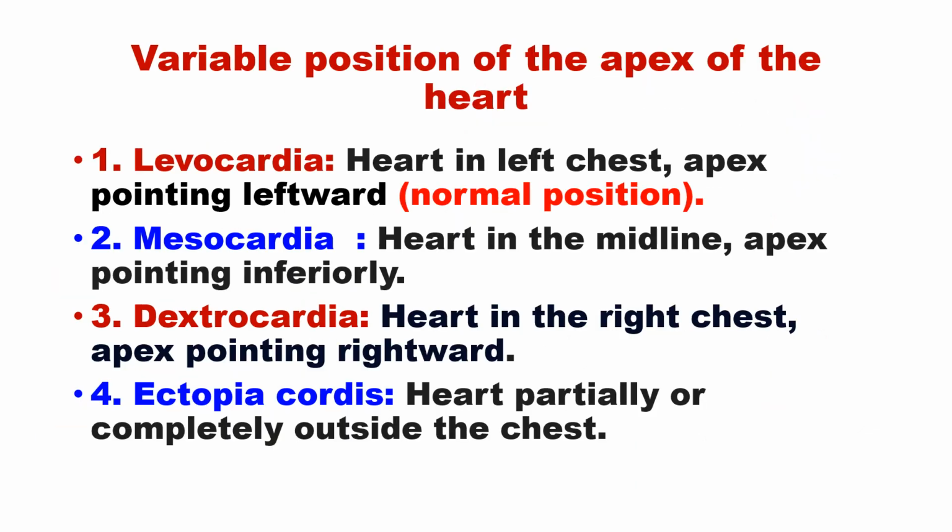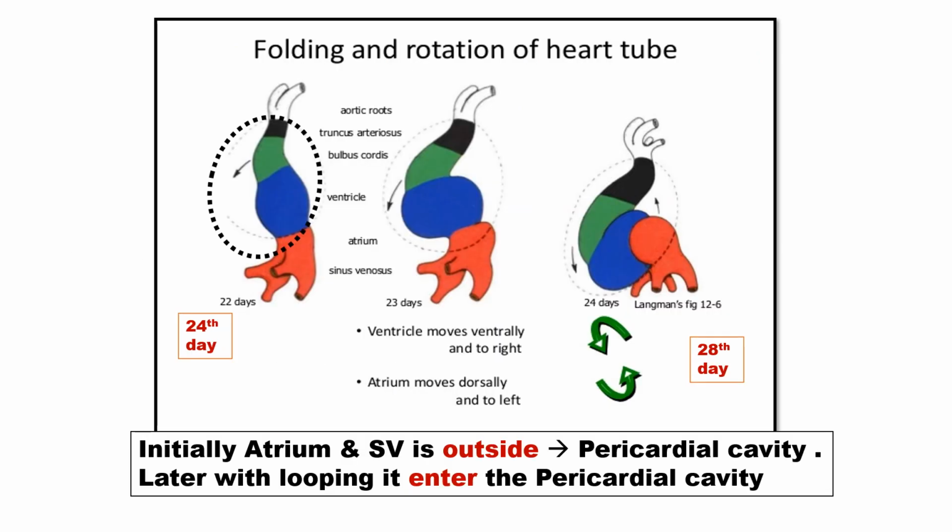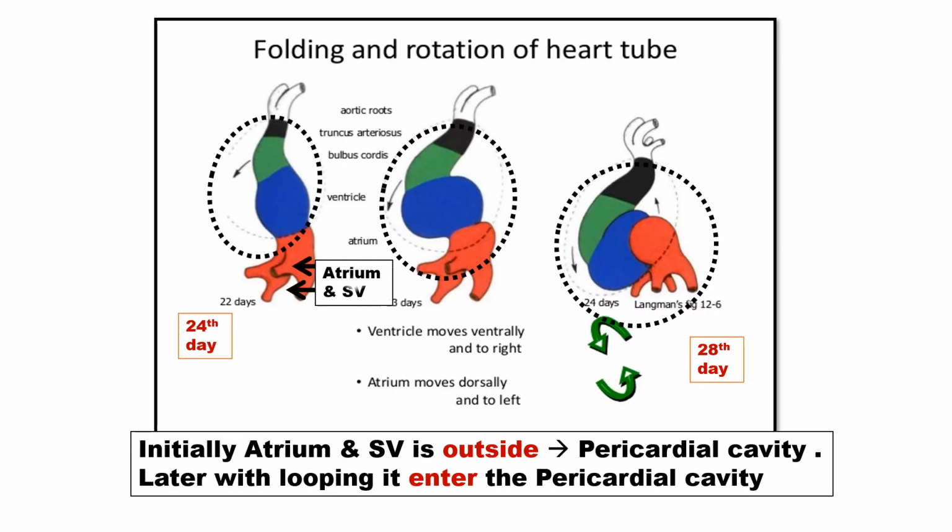Variable position of the apex of the heart. Levocardia: the heart is on the left side of the chest, apex pointing leftward. It's the normal position. Mesocardia: heart in the midline, apex pointing inferiorly. Dextrocardia: heart is on the right side of the chest, apex pointing rightward. Ectopia cordis: heart is partially or completely outside the chest wall. Initially, the right atrium and sinus venosus are outside the pericardial cavity.